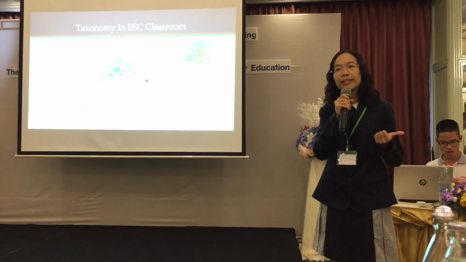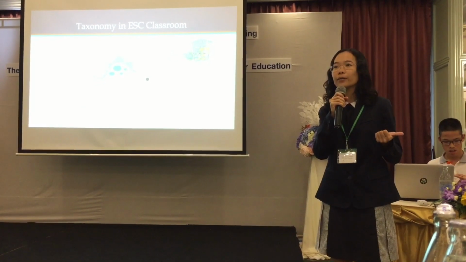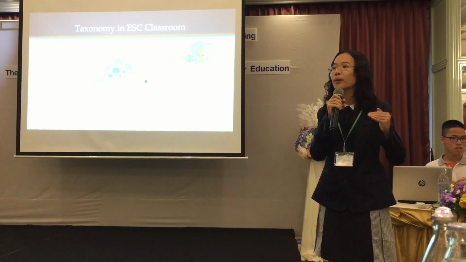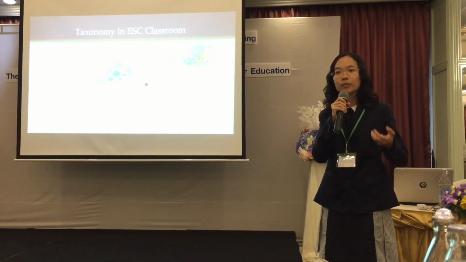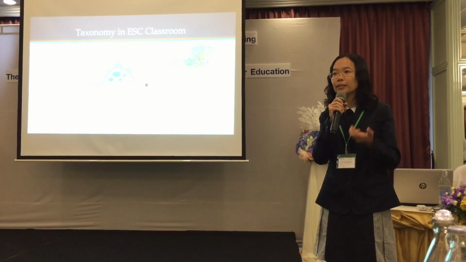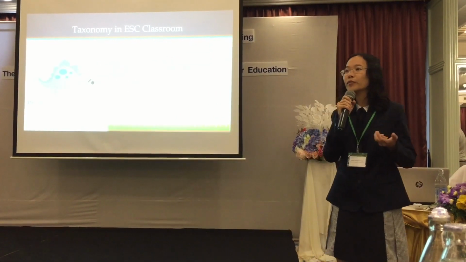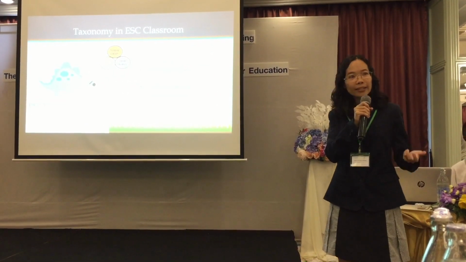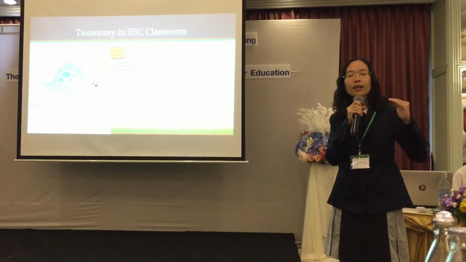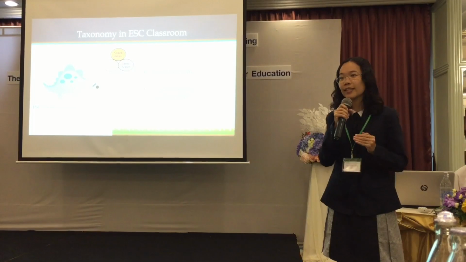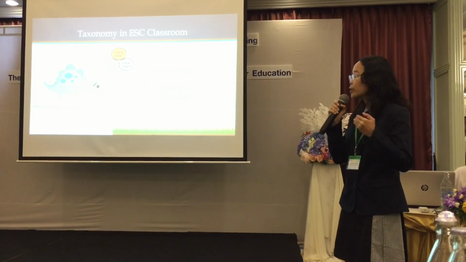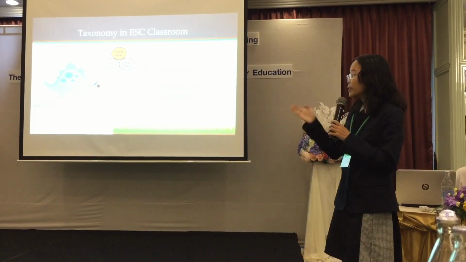And identification is about using the dichotomous key to identify what kind of living organism we have. And classification is the concept of grouping organisms, like kingdom, phylum, class, family, genus, and species. Those are the kinds of topics we teach in this subject.